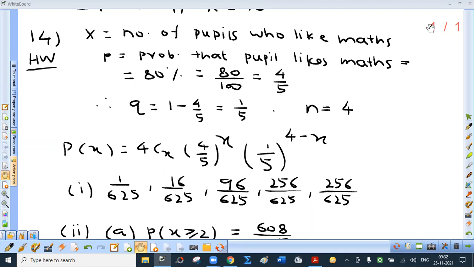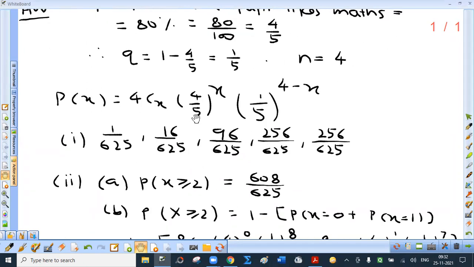Part A, when number of pupils questioned remains at 4, and in part B, when the number of pupils questioned is increased to 8. So as far as part B is concerned, number of Bernoulli's trial is not 4, it is 8. Okay, but initially you have to say that X is number of people who like maths, P is 80% means 4 by 5, Q is 1 by 5. So N is 4. Only in B part of second sub question, N is 8. Otherwise, N is 4. So this is probability mass function.